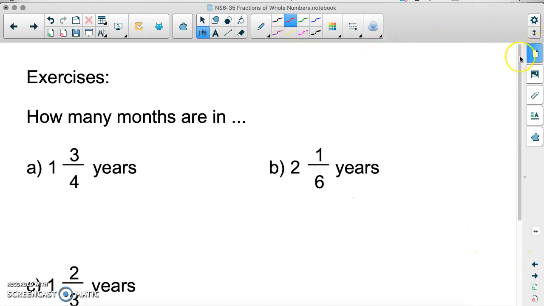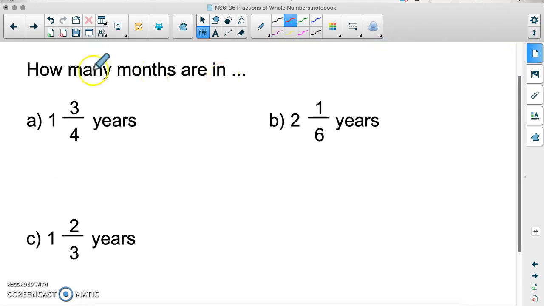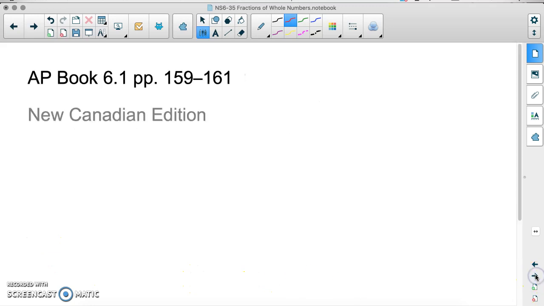So using the information that we just solved, I want you to find out how many months are in 1 3/4 of a year, 2 1/6 years, 1 2/3 years.